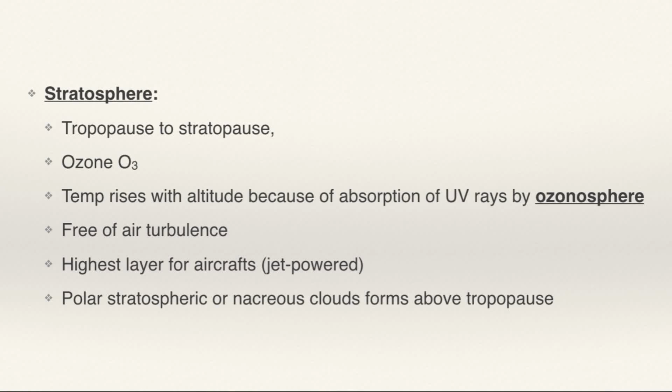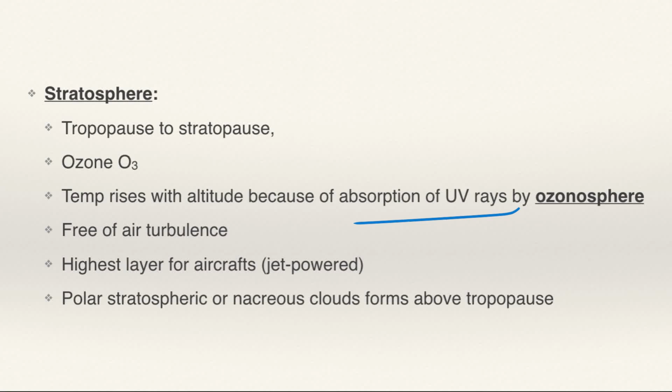Now let's talk about the stratosphere. It extends from tropopause to stratopause. Ozone is present here, which absorbs the ultraviolet rays. Usually it absorbs ultraviolet C and B, not ultraviolet A. And temperature rises with altitude because of absorption of ultraviolet rays. So here the rule of thumb is inverted because of a specific phenomenon.